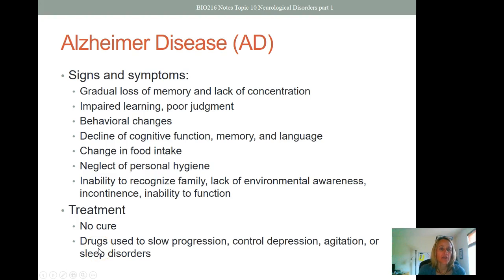Signs and symptoms. We have a gradual loss of memory and a lack of concentration, impaired learning, poor judgment, behavioral changes, mood swings, a decline in cognitive function and memory and language, change in food intake, and neglect of hygiene. They can become unable to recognize family. They have a lack of awareness of their environment, incontinence, and inability to function. There is no cure. Drugs are used to slow progression, control agitation and depression, and sleep disorders.